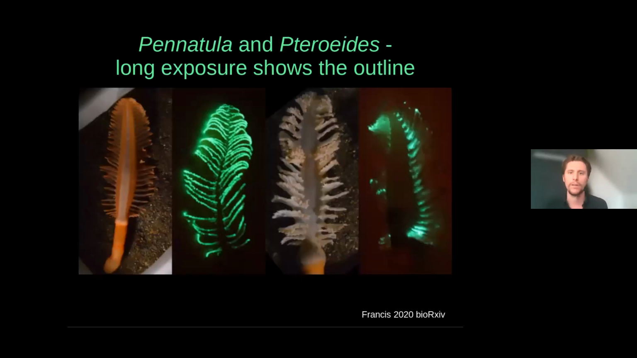So one example of a shallower species that I was able to study last year comes from the Mediterranean: Pennatula, which is the origin of the term Pennatulacea, the sea pens, and another species called Pteroeides. Both of these are about 20-25 centimeters long, so you can see in the images they're about the size of your hand, and both are bioluminescent in a very bright green. Now, if we do a long exposure with the camera, you can see the overall outline of the animal and the pattern that it's making. But this sort of belies the actual function.